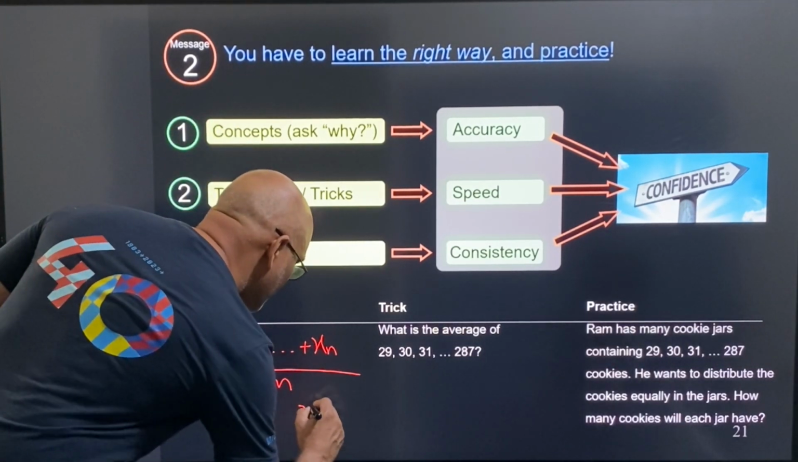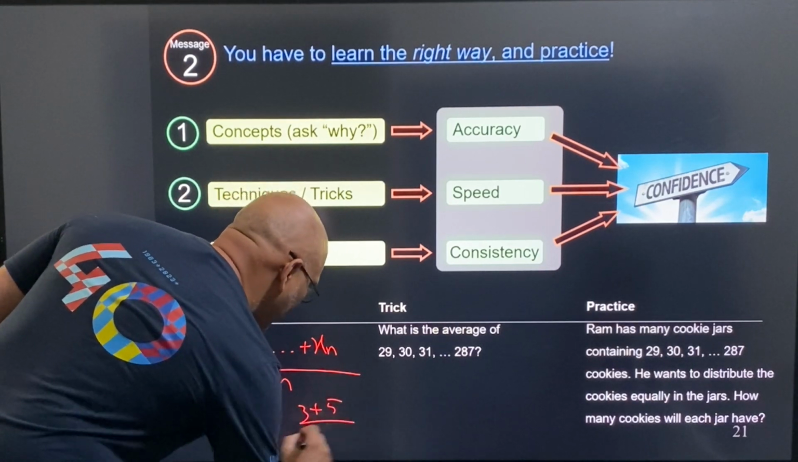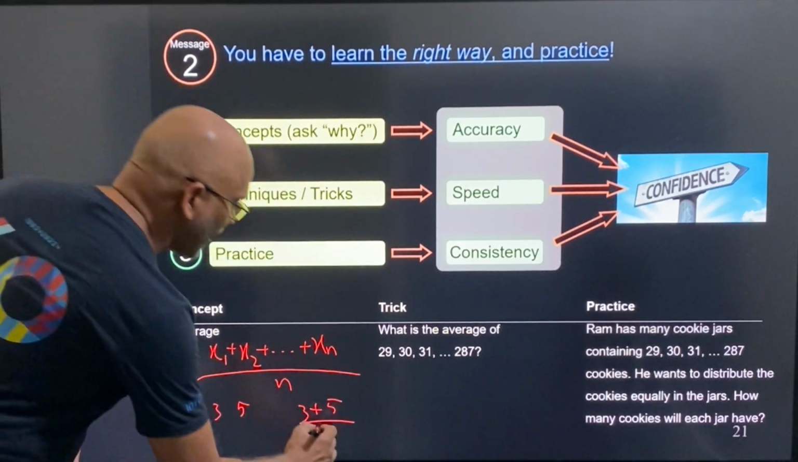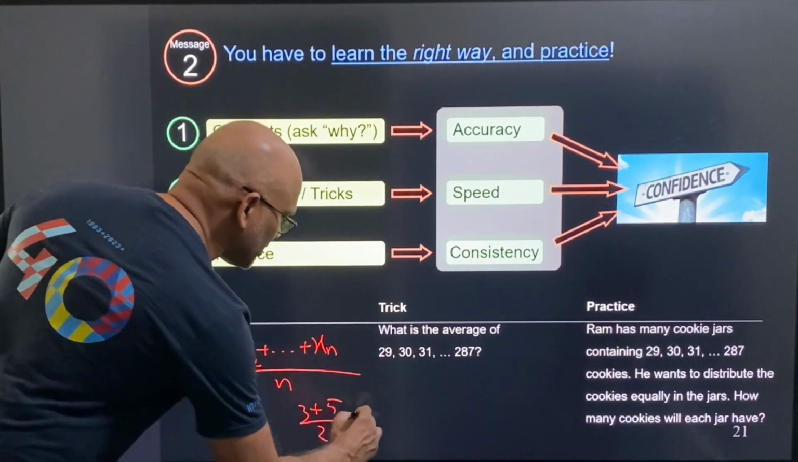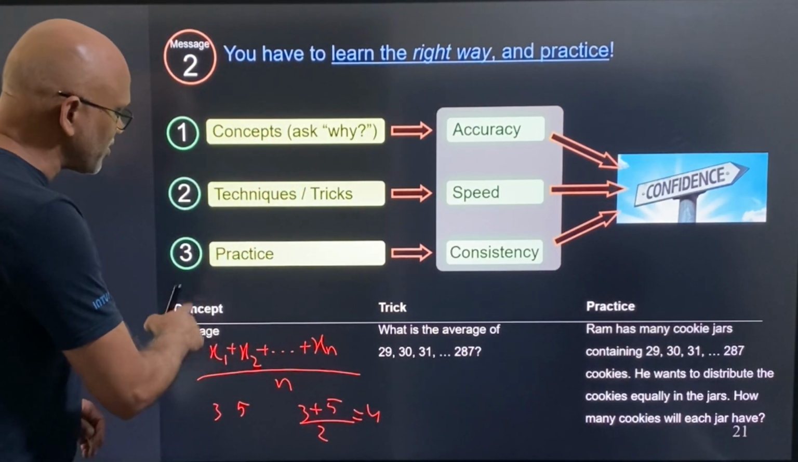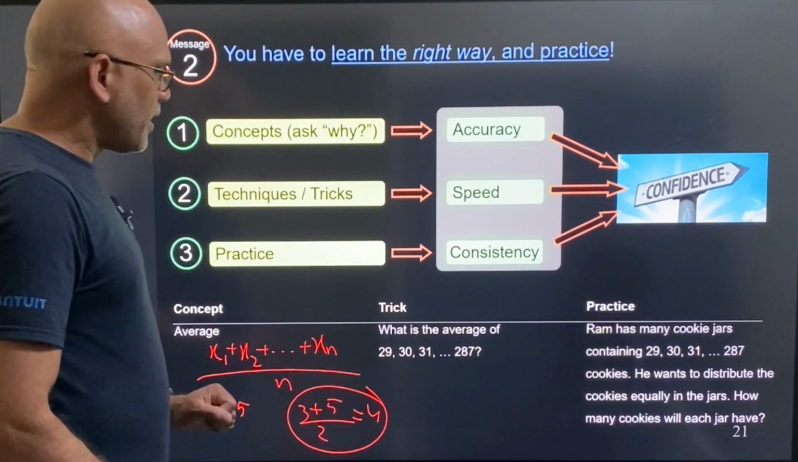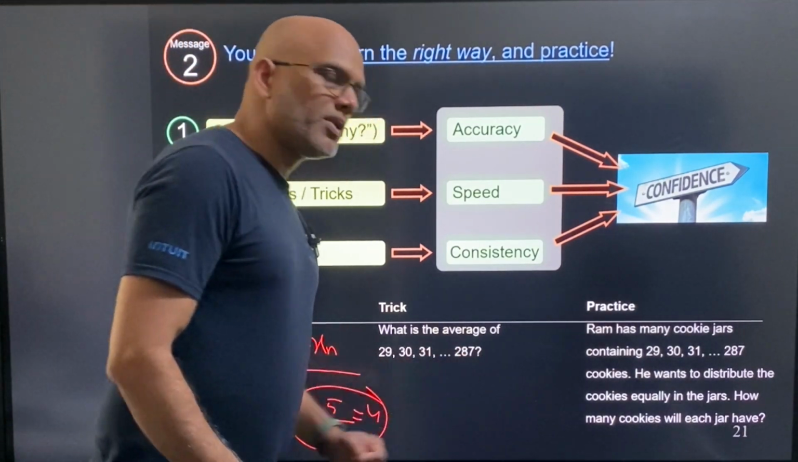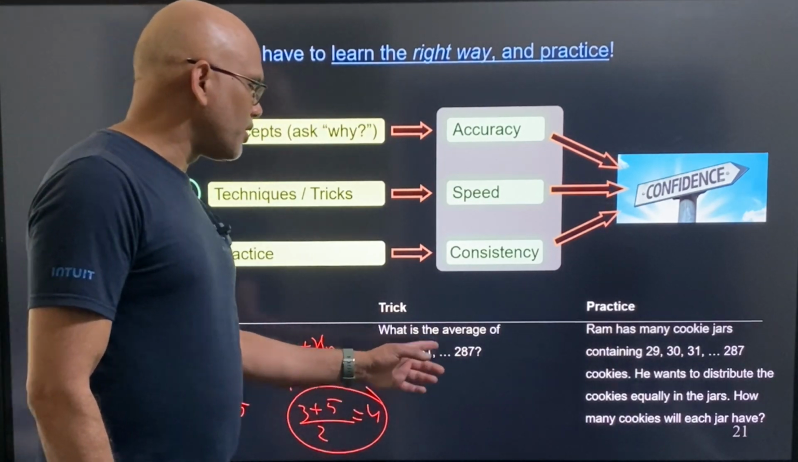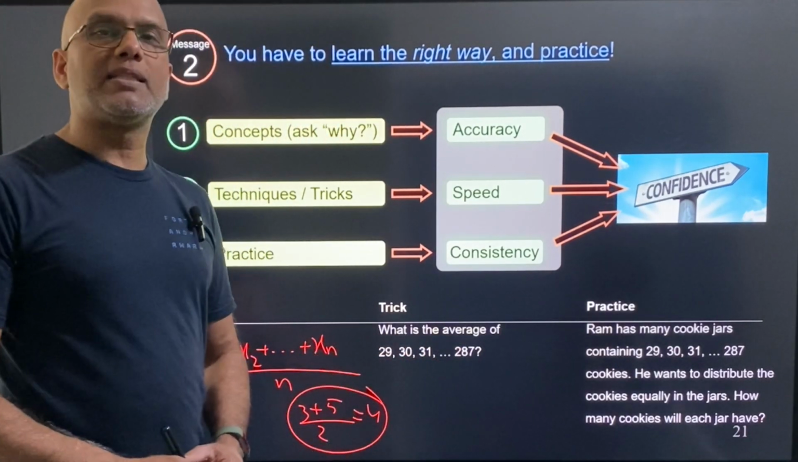You should know that you add the numbers 3 plus 5 and divide by how many numbers I'm adding. I'm adding two numbers, so it's 8 by 2. This is going to be 4, right? So if you have the concept right, you will get the correct answer. But let's say if I gave you many numbers, right? Say I say 29, 30, 31, or all the way until 287.